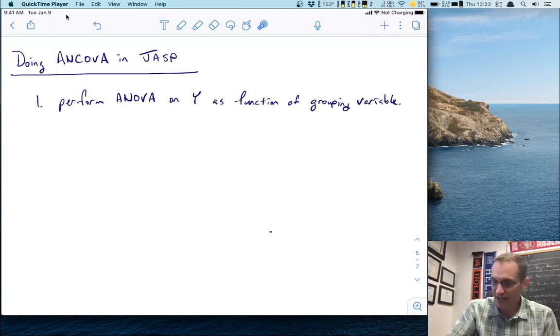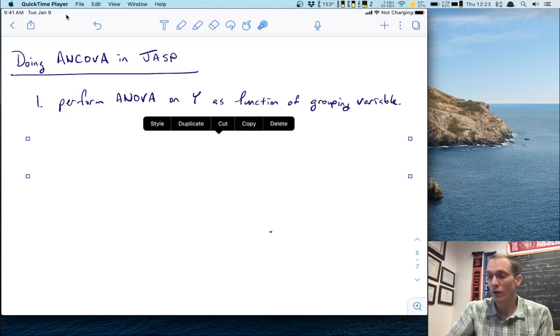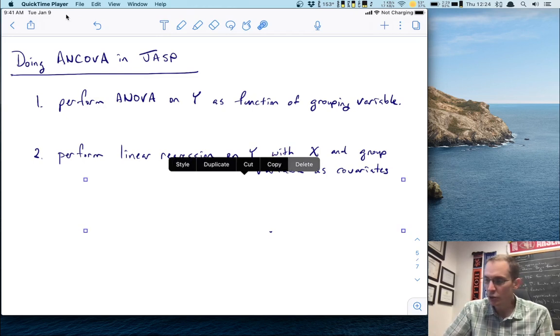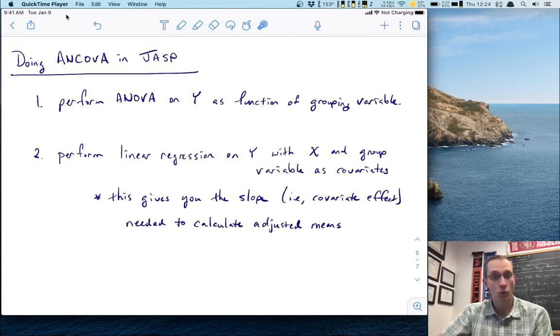Now the next step is if we want to follow up on that and consider what happens when we add this covariate into our analysis. Well, the first thing that we do is we perform a linear regression on those y variables with x, the covariate, and the grouping variable as covariates. Okay, not just x itself, but with both x and the grouping variable. Now what this is going to do is it's going to give you the slope, that is the covariate effect that we need to calculate those adjusted means.